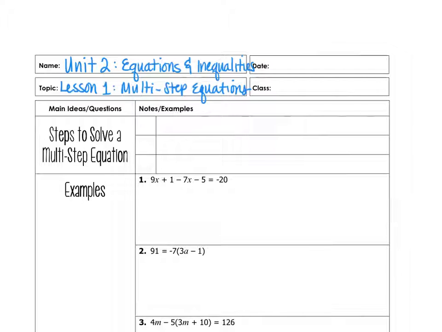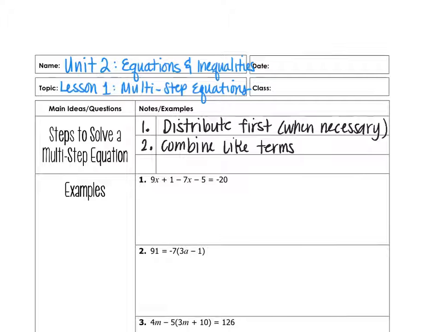So let's talk about the steps to solving a multi-step equation. Step 1, distribute first when necessary. If the problem has a distributive property, that must happen first. Step 2, combine like terms, also when necessary, because if there aren't any like terms on that side of the equation, you don't need to combine them. And step 3, solve, isolate x. So notice how steps 1 and 2 are basically simplifying that side of the equation until it's time to solve.